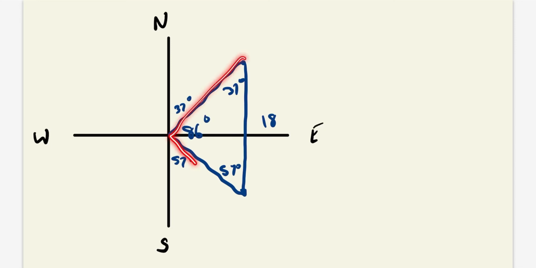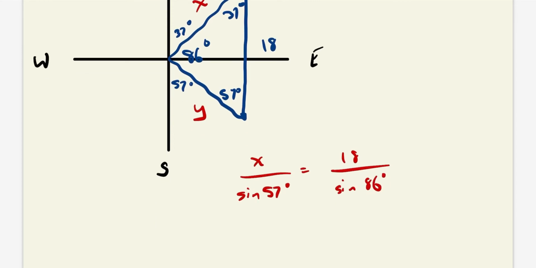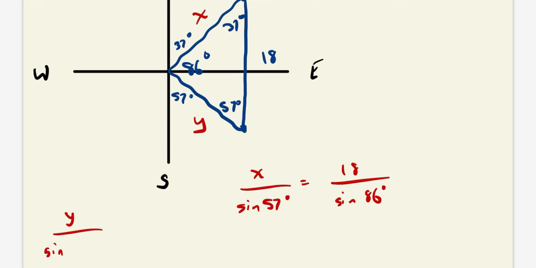So your goal is always to create an oblique triangle and at least have one side. That's all you need, one side. And now we can find, they want these 2 distances here. So I'm going to call one of them x and the other one y. Let's start with x. So x over the sine of 57 degrees is equal to 18 over the sine of 86 degrees. All right, and then for the other equation, it's going to be y is to the sine of 37 degrees as 18 is to the sine of 86 degrees.